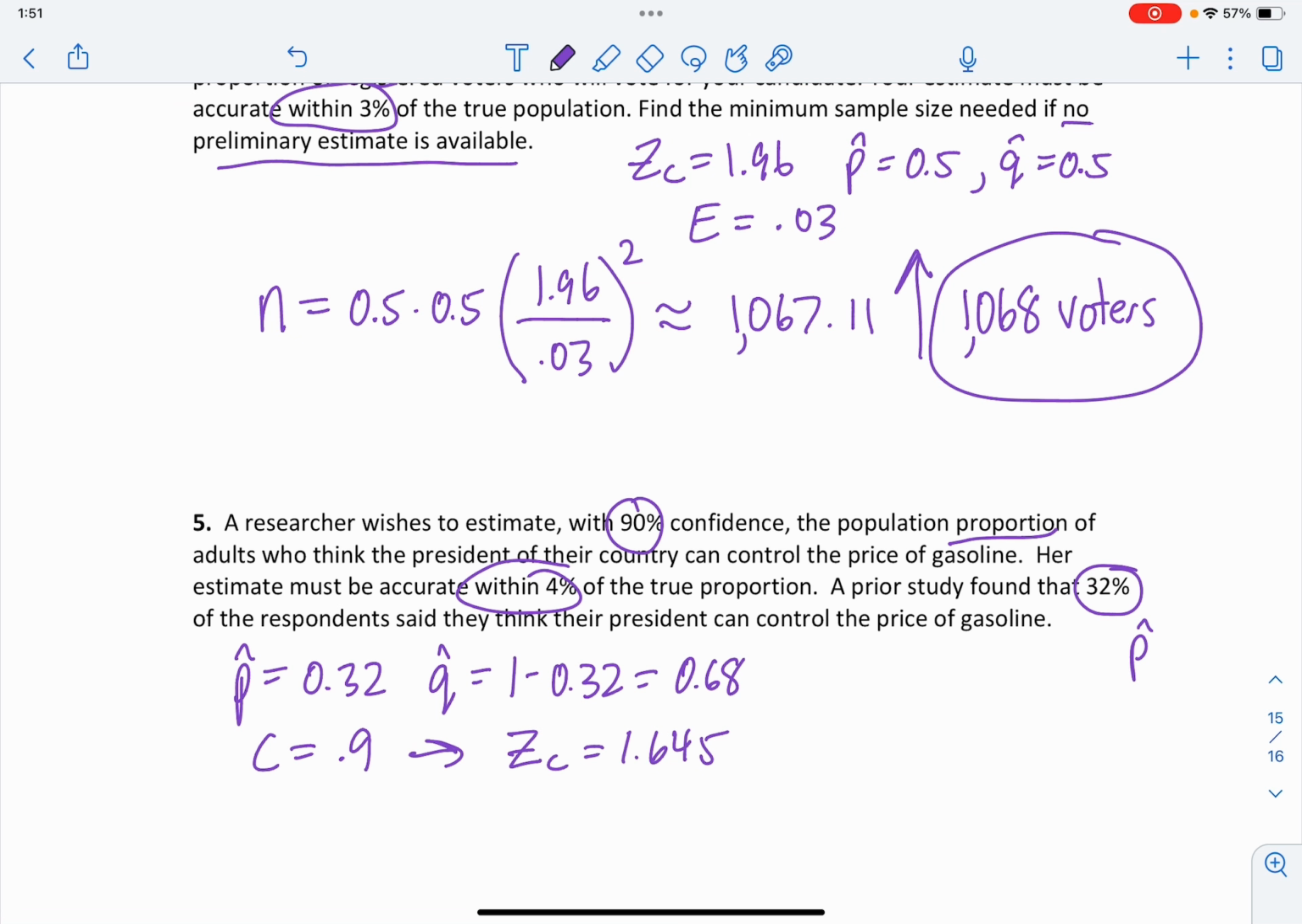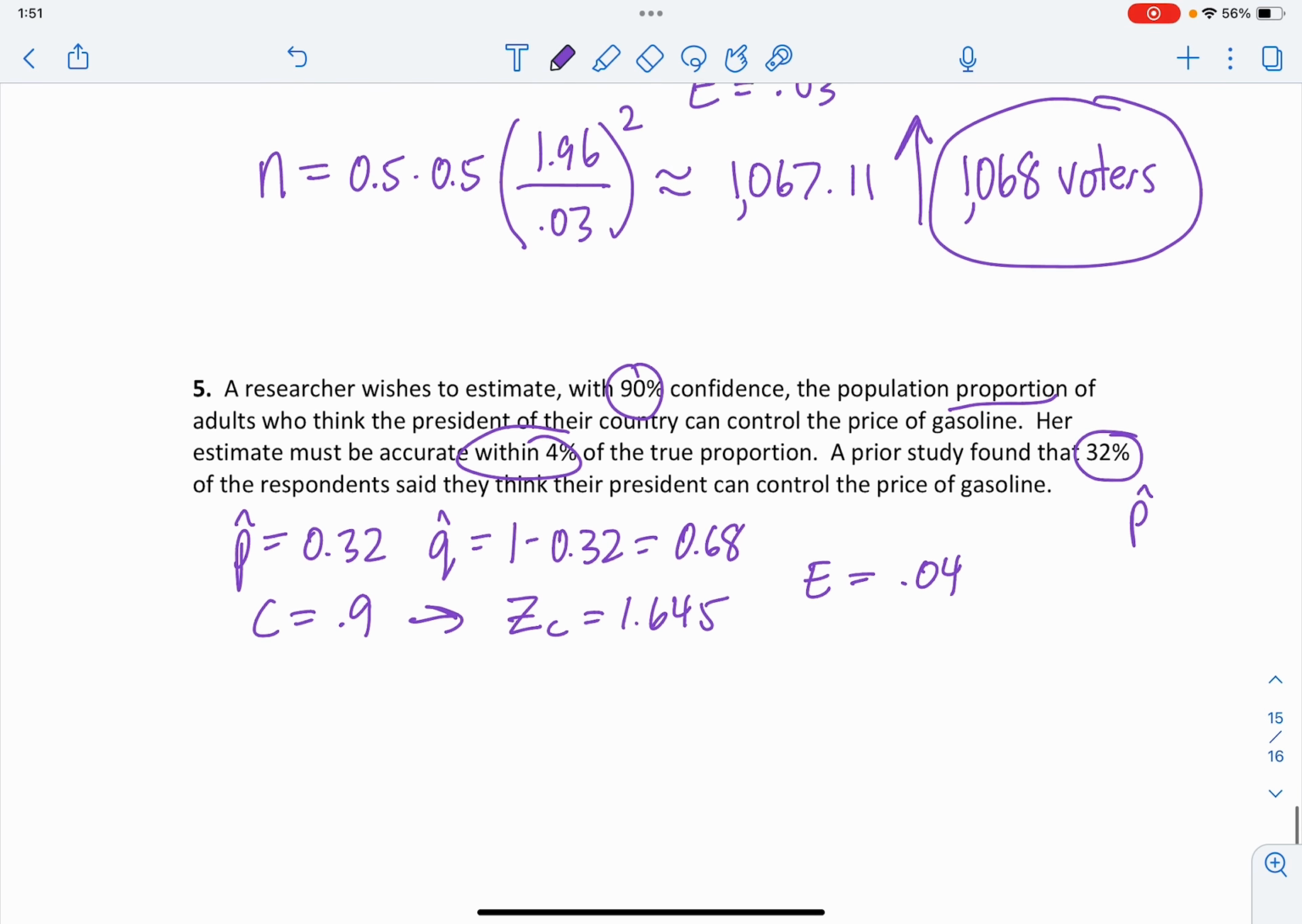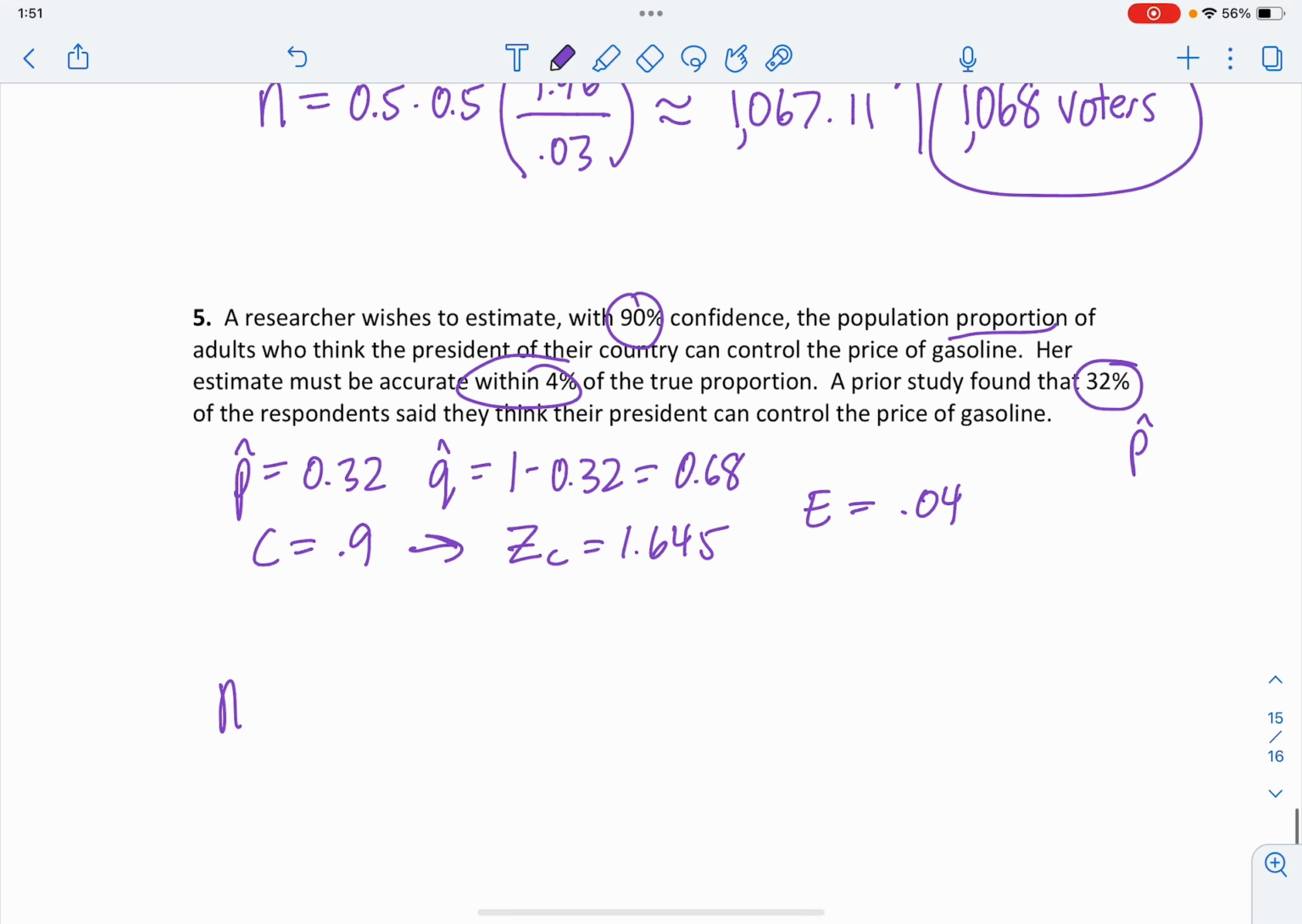And those are all the variables, right? Oh, E. Make sure to just write that as a decimal: 0.04. Don't lose that 0. It's not 0.4, it's 0.04. Okay, n is, so now we're going to go 0.32 times 0.68 because we have that preliminary estimate, so we're no longer using 0.5s. 1.645 for the z, 0.04 for the E, squared.